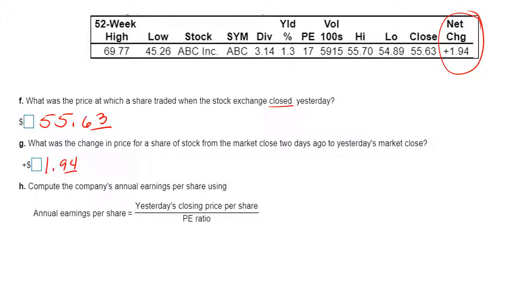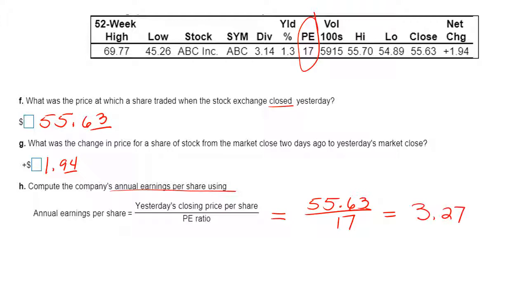$1.94. Now, last but not least, we want to calculate the company's annual earnings per share. You will do that by taking yesterday's closing price, which is $55.63, and you will divide by the PE. That means the price to earnings ratio. So I will divide by 17 in this case. So on my calculator, 55.63 divided by 17, that's going to give me 3.27 if I go ahead and round off. So $3.27 annual earnings per share.